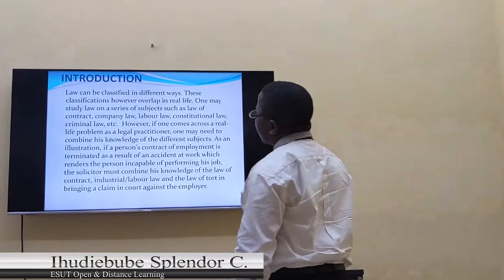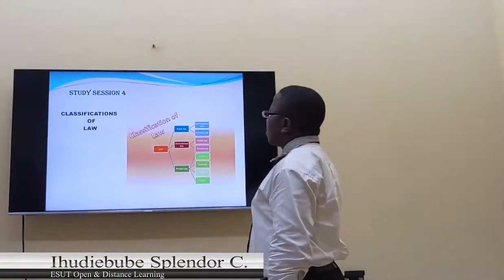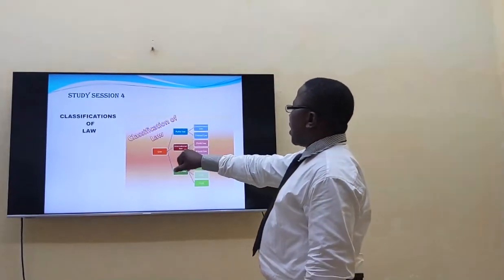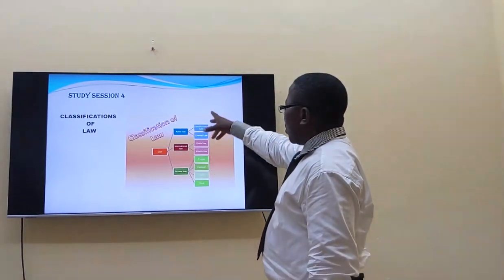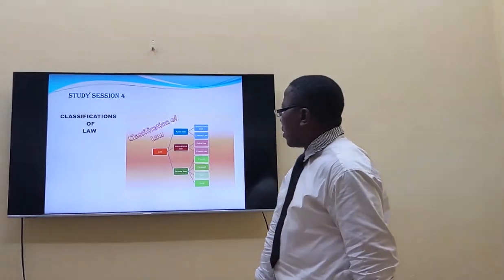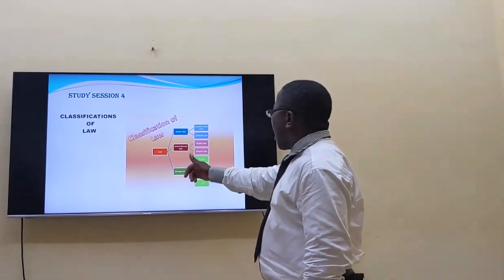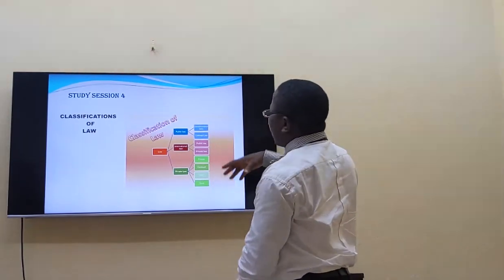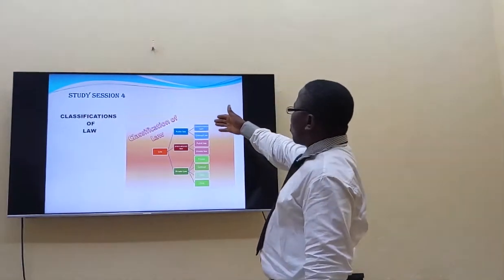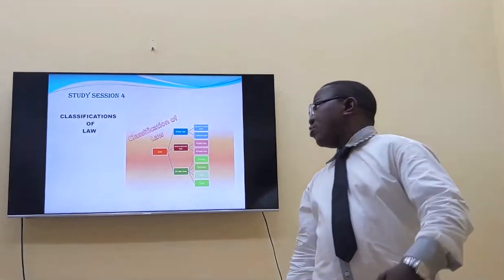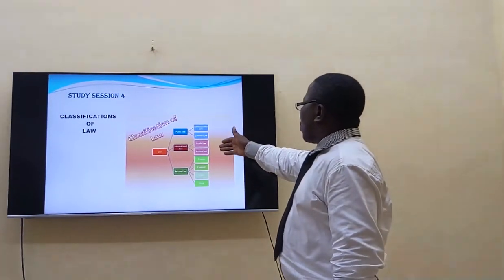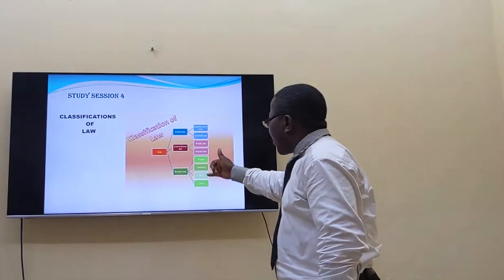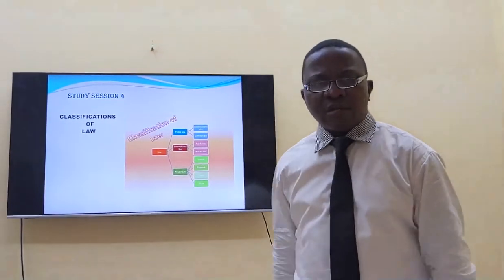Classification of law. If you look at the small diagram we see here, you will see how law was broadly classified into three: public law, international law, and private law. Under these three arms, they have sub-classifications. In public law, we have constitutional law and criminal law. In international law, we have public and private law. In private law, we have contract, tort, and trust. These are the major classifications.